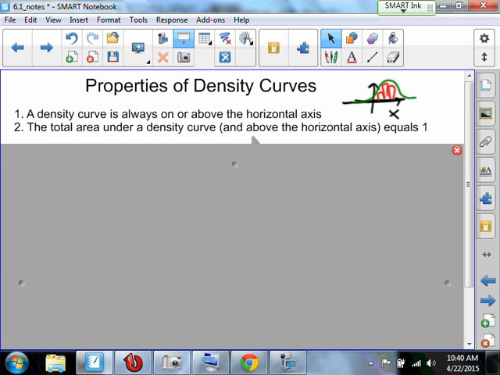So the second property here then is this. The total area under a density curve equals 1. And in parentheses, they said, and above the horizontal axis. Well, we already said that the curve is above the axis, but the total area under a curve and above the horizontal axis equals 1.